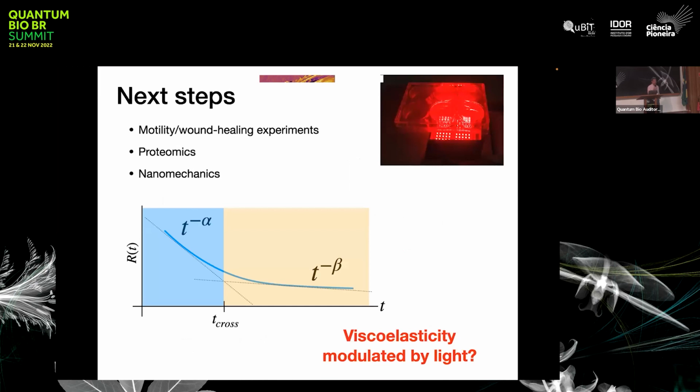So our next steps, these are experiments that are running. We don't have more data because our AFM is broken because of the pandemic, too much time exposed to humidity. We are now making motility and wound healing experiments, proteomics, and also the nanomechanics, the last part. But our expectation is viscoelasticity modulated by light. If the literature says that light changes the motility, I'm pretty sure that this crossing time and these exponents will be affected by light.